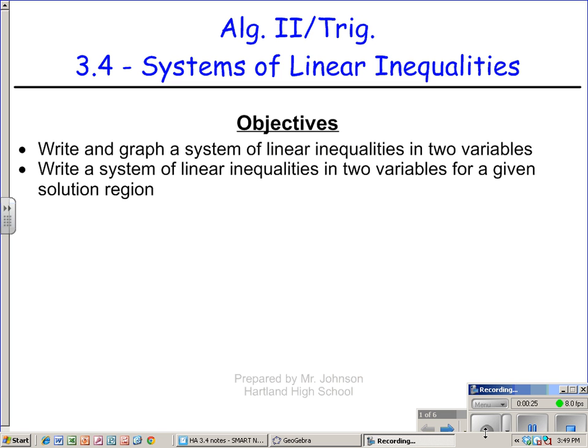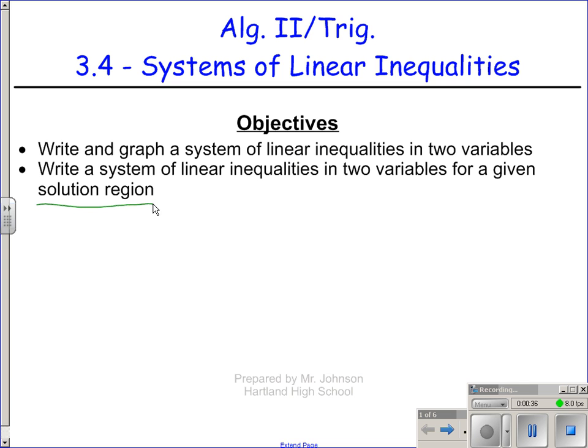So it's kind of a combination of things. We're not really going to be solving a system of linear inequalities. What it does is gives us a solution region. Okay, it's a space where answers can be. So we're talking about inequalities, so there's going to be a lot of answers, an infinite number of answers. They're just located in a certain space.